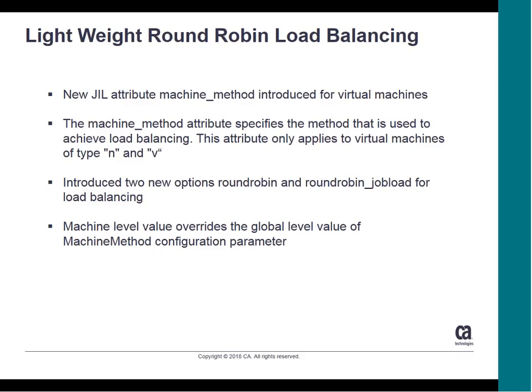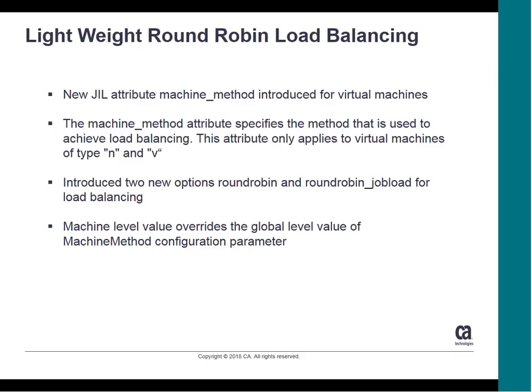So, if we talk briefly about the two new options, round-robin and round-robin job load. Round-robin ignores the job load. It keeps scheduling the jobs to the machine that happens to be next in the list. It doesn't care about the job load, whether the machine has it or not. It simply sees that the machine is online and it is due its turn, then the job is simply pushed to that particular machine.